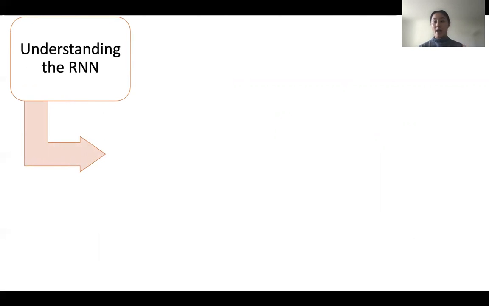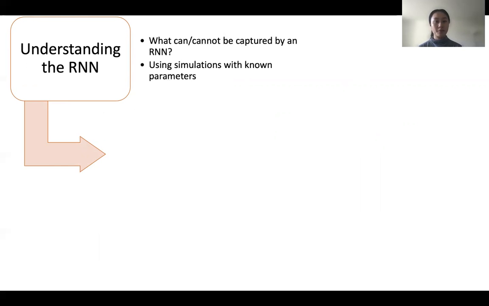So this is a map of my project. In the first step, we aim to really understand what the RNN is doing. In particular, we asked what can or cannot be captured by an RNN. And to answer this question, we used simulated data with known parameters and saw if the RNN can fit the simulated data well.